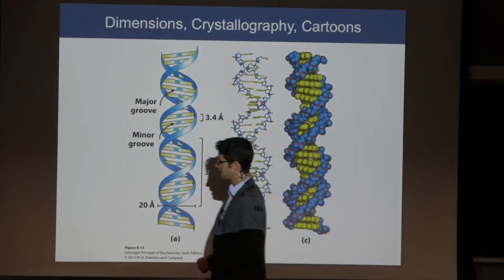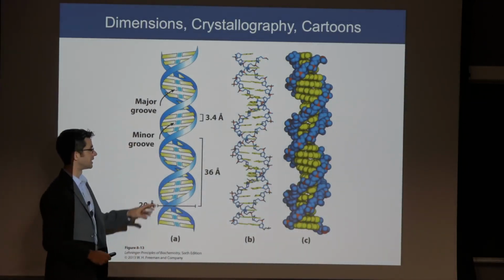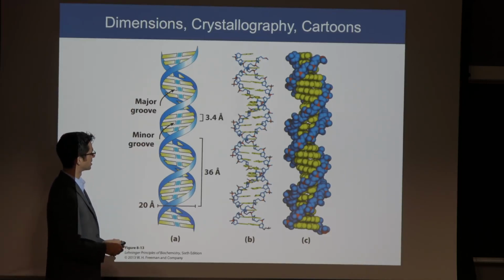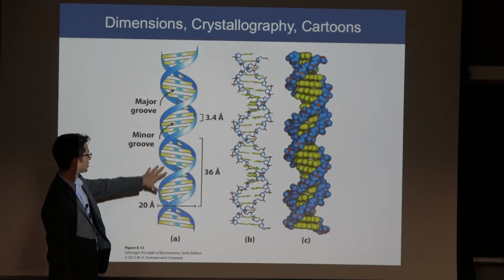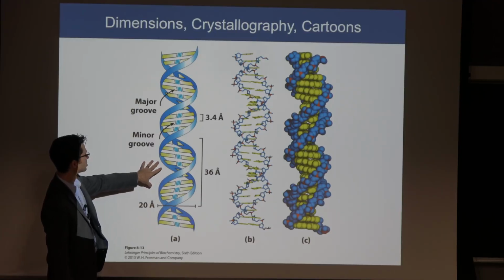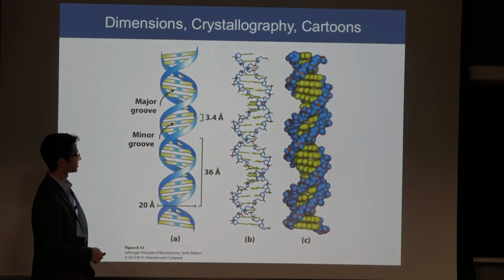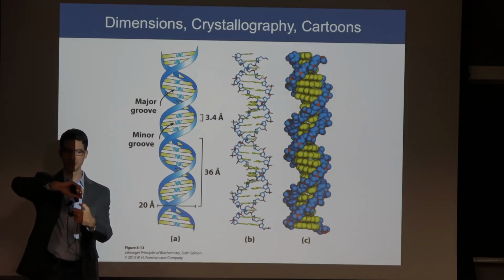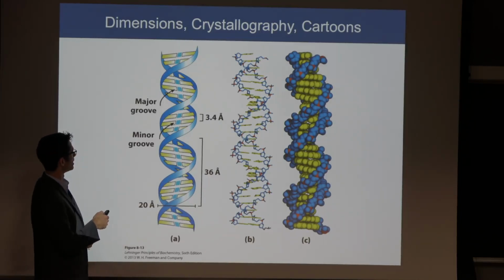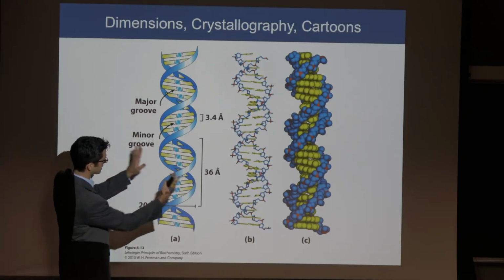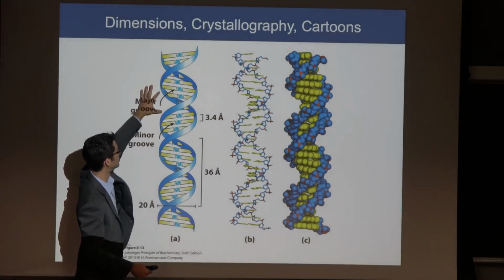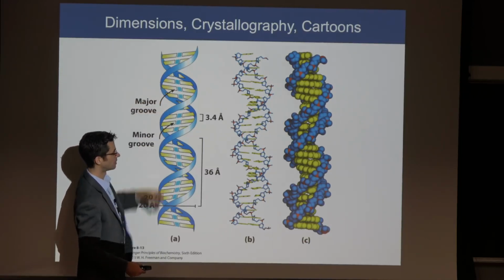Here are a couple of ways of showing DNA in schematic diagrams. So this is kind of the cartoon here, which shows the dimensions. The pitch of the DNA is about 36 angstroms, or 3.6 nanometers. The distance between 2 nucleotides is 3.4 angstroms. And then if you take a double helix and you twist it up, you get a minor groove when projecting this on a screen. So this is the smaller groove, and then you get a major groove.